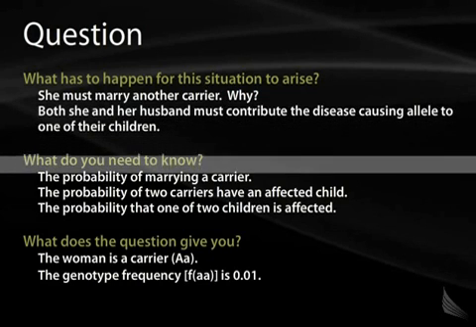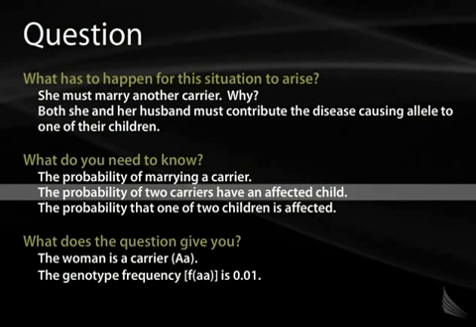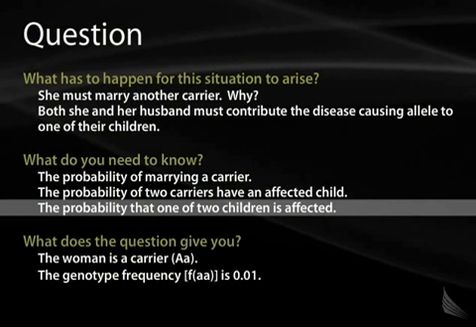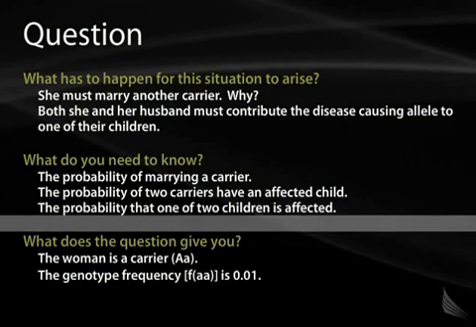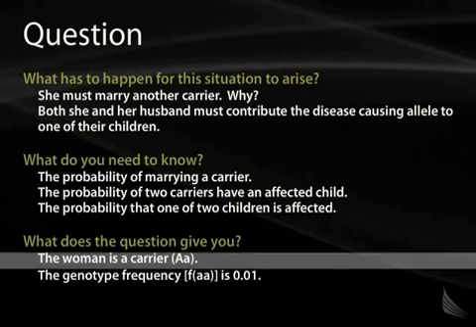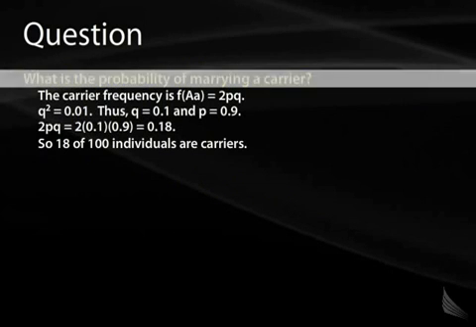Now, what do you need to know? You need to know the probability that she will marry a carrier. You need to know the probability of two carriers having an affected child, and you need to know the probability that one of two children is affected, because that's what the question is asking, right? What does the question give you? It tells you that the woman is a carrier, so she's heterozygous, and it tells you the genotype frequency, f of little a, is 0.01, right? 1 out of the 100 individuals has the disease. So let's just break this down one thing at a time.